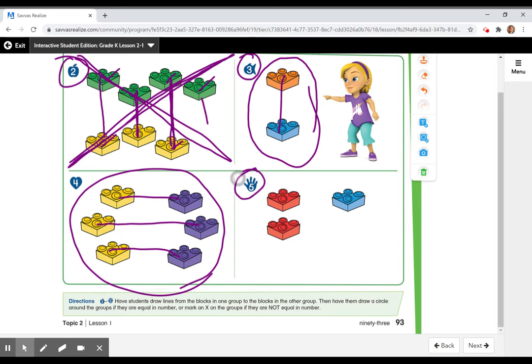Now, number 5, the hand. We have some red Legos and a blue Lego, so let's match them up. Okay. Can I do this? No. They can only pair up. You can only draw a line from one to another one. You can't have 2 Legos have 2 partners. Okay. So this Lego would have to be a partner with another blue one, but there isn't.